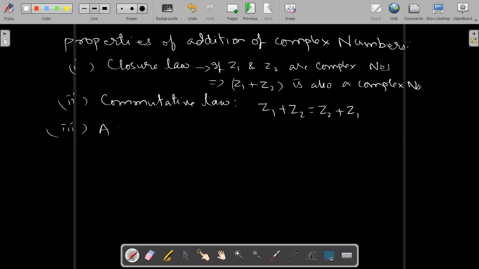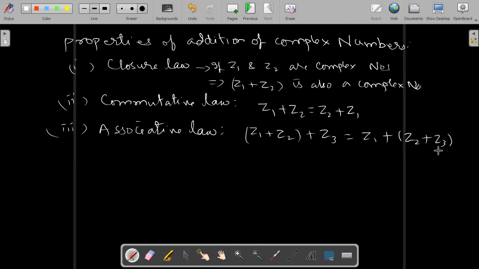Associative law is also followed. If you have three complex numbers, you can add in a different order. First you are adding z1 plus z2 and then adding z3, or you are adding z2 plus z3 first and then it is added to z1. So we can change.